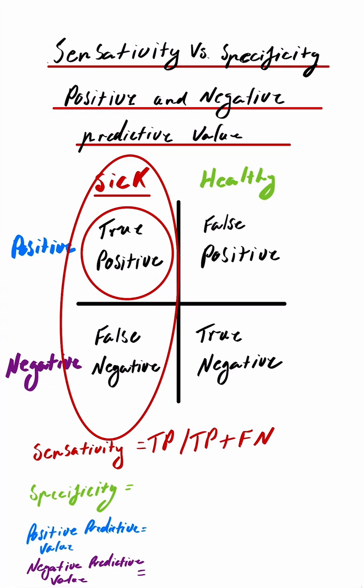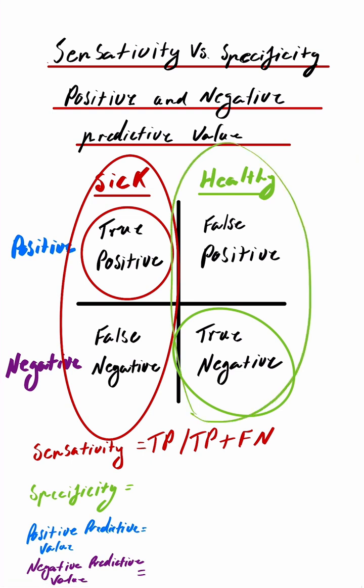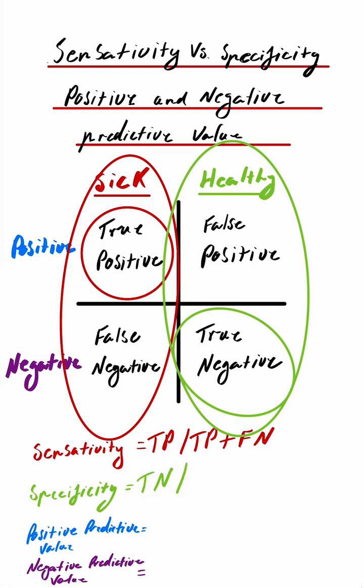Now when it comes to specificity, what we're looking at is the true negative rate. So we're looking at people who are healthy and don't have the disease. And then we're looking at how likely it is that the test will come back negative to show that they don't have the disease. So we're looking at this cohort here of everyone who doesn't have the disease. So the way we figure this out is we say true negatives divided by that cohort, which is true negatives plus our false positives.